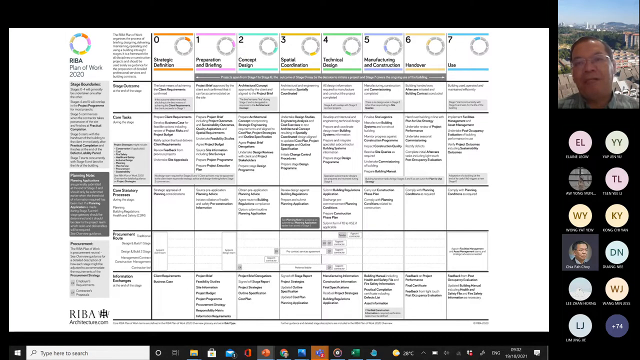Although there are many participants involved in the project development, such as architect, quantity surveyor, engineer, and other professionals, none of the professional institutions have come up with the standard plan of work. That means what they are supposed to do, or how to break down the work into various milestones so that it is easy to control. Just now I said none other than the Royal Institute of British Architects. So that's why we call this the RIBA plan of work.